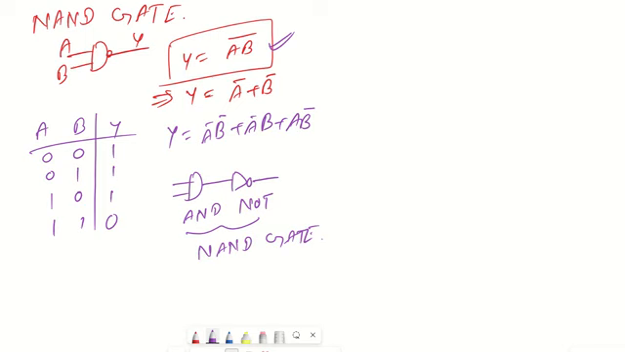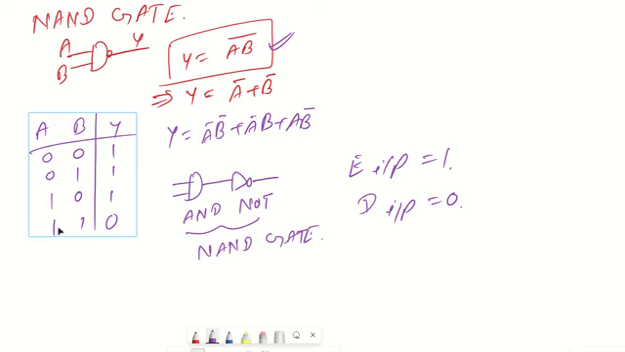Understood? So for enabling input or disabling input, what will happen? The enabling input will be 1 and disabling input will be 0, because as you can see, if any of them or both of them are 0, the output is always 1, so this will always be disabled. And if one of the inputs is 1, the output can go to 0 or 1. So that's the reason enabling input is 1 and disabling input is 0.